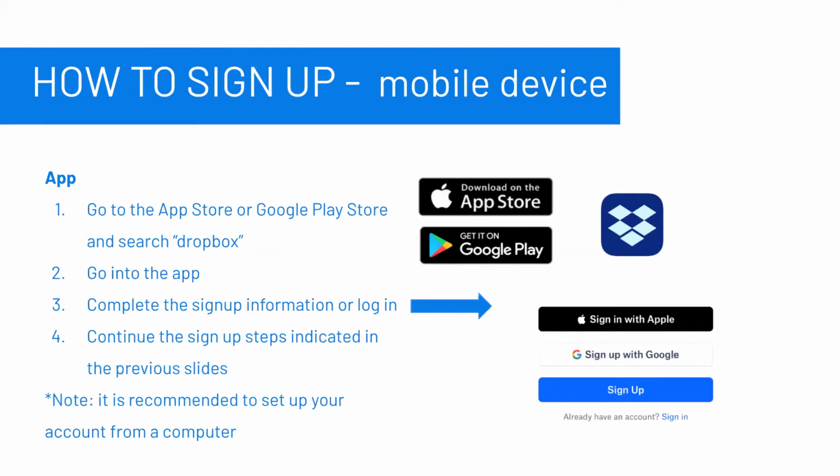You can just click the login underneath the big sign up button and continue the sign up steps indicated in the previous slides. They're very similar between the app and the computer. It is recommended to set up your account from a computer because it is a lot simpler, the screen is larger, and it's a lot easier to deal with, because scrolling with your finger can be very frustrating sometimes. So if you do have access to a computer, I would recommend setting up your account from there.